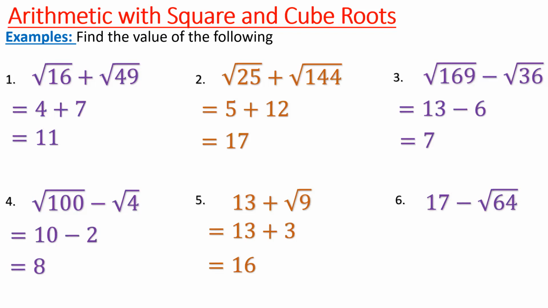We're going to say, okay, 17 is already a whole number. So we're going to simplify the square root of 64, which is 8. So we're going to say 17 minus 8. 17 minus 8 is 9. Very good.